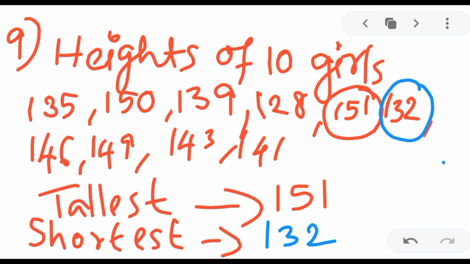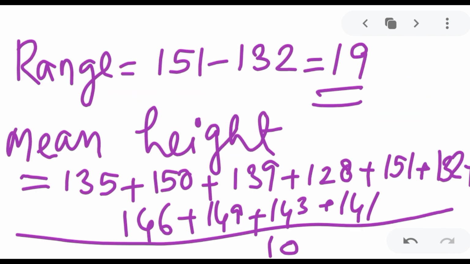Then the 9th question. Heights of 10 girls were measured in centimeters and the results are given: 135, 150, 139, 128, 151, 132, 146, 149, 143 and 141. Here, who is the tallest girl? That is the girl with 151 centimeters. And who is the shortest one? The girl with 132. Then what is the range? 151 minus 132, that is 19.